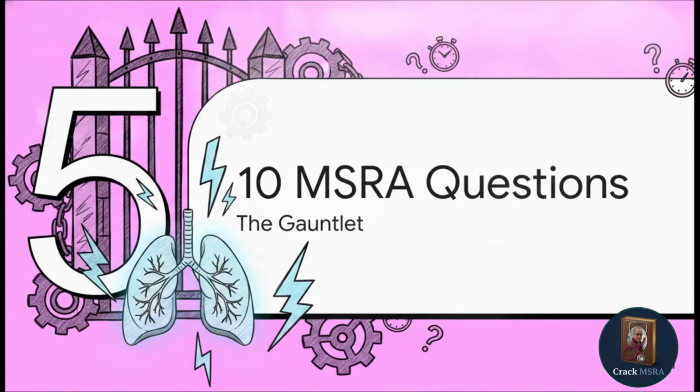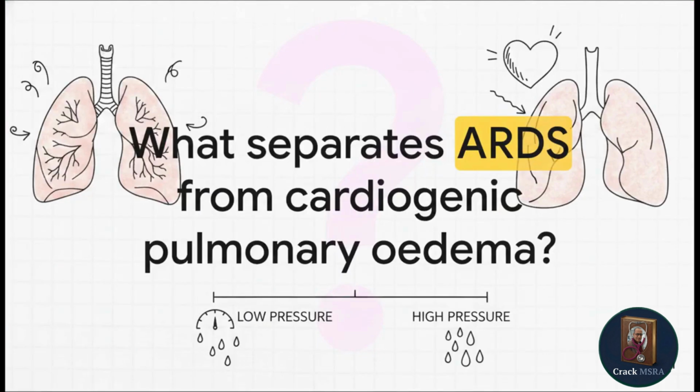Section 5. The 10 MSRA questions. The gauntlet. You've built the foundation. Now it is time to face the gauntlet with 10 mandatory practice questions that mimic exactly what you'll see on test day. Question 1. A patient develops acute respiratory failure 48 hours after severe acute pancreatitis.